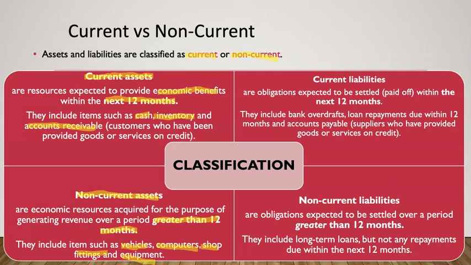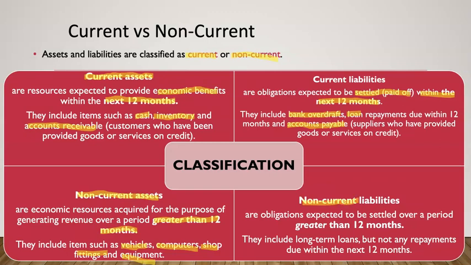So these are the assets that are often bigger, sometimes quite expensive, and we hold them for quite a long time. Your liabilities, we also split up between current and non-current. And we look at them whether they are going to be settled or paid off. So is the obligation required to be settled within 12 months or more than 12 months? If it is going to be paid within 12 months, we call it a current liability. This might be your bank overdrafts and any loan repayments due within 12 months, and your accounts payable, suppliers who have provided us goods on credit.